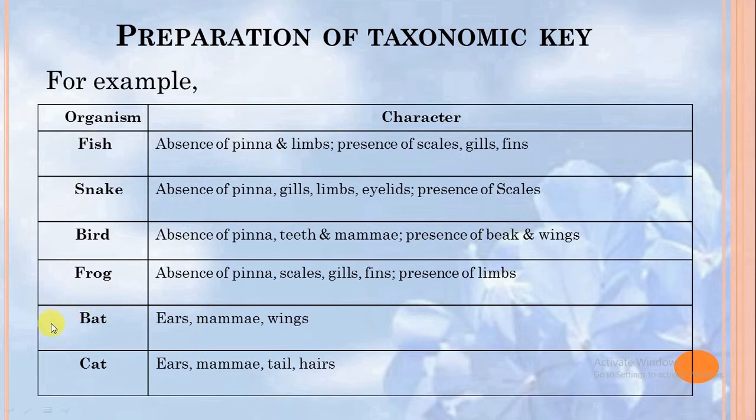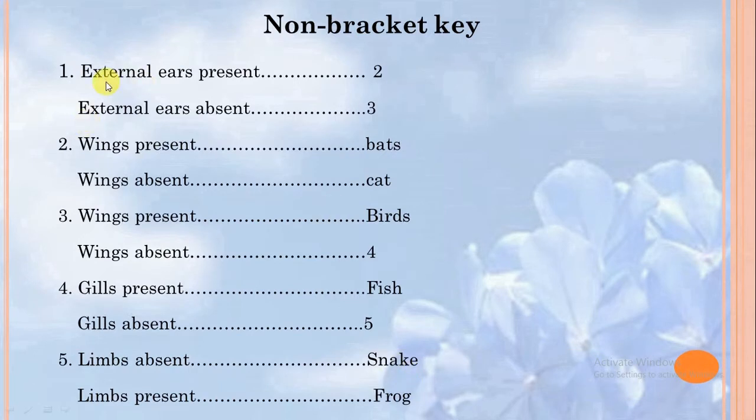Now we will assign a specific position to bat and cat in this key by choosing another contrasting character. Both of these have ears and are mammals, but bat has wings and cat doesn't have wings. So we will take presence of wings and absence of wings as the second contrasting character. For this group, which has external ears present, the second contrasting character is presence of wings and absence of wings. So we will place bats in this category and cats in this category.